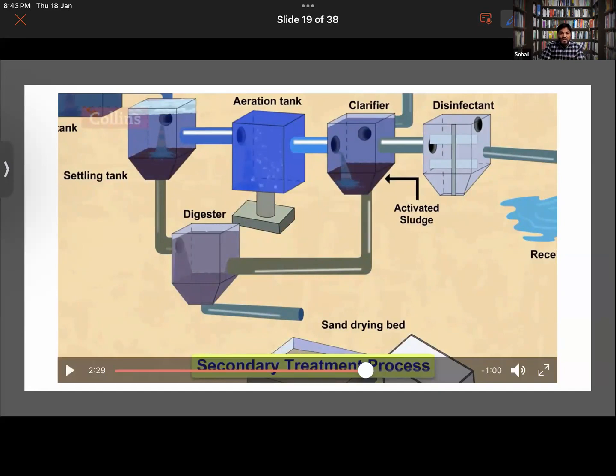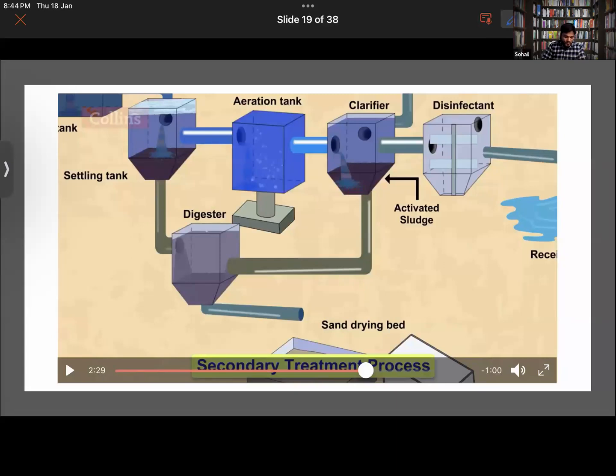Okay, so you can see in the animation that, as I told, sludge will be accumulated in the settling tank also, that is in the first sedimentation tank. After the sedimentation tank, it will be settled down there also, and the sludge will be formed in the clarifier also. Here also, sludge is being formed. So at two containers, sludge is being formed.